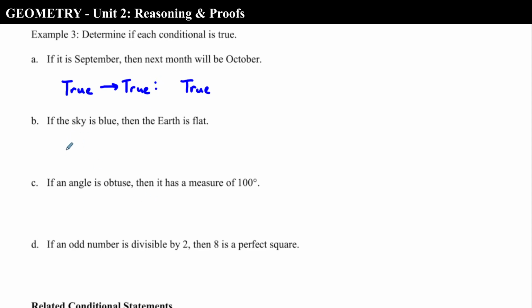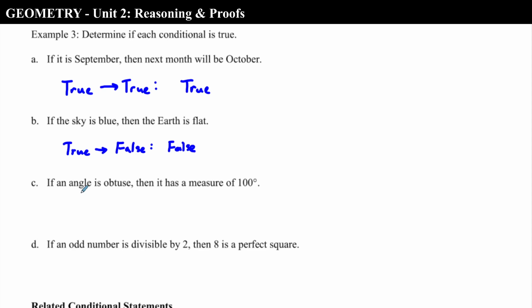All right, for the next one, if the sky is blue, then the earth is flat. Well, the sky is blue, so that's true. But the earth is not flat, so that's false. So since the hypothesis is true but the conclusion is false, the whole statement is false. And the counterexample for the earth is flat would be just a picture from one of the Apollo programs or one of our satellites that showed that the earth is indeed round.